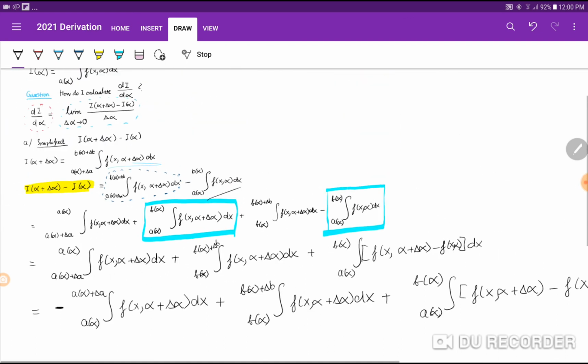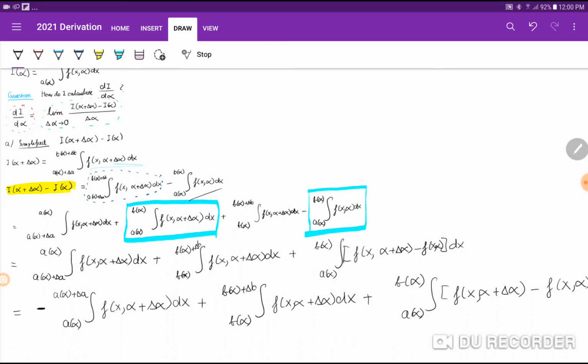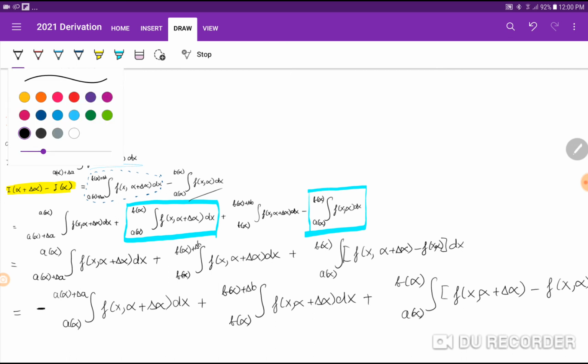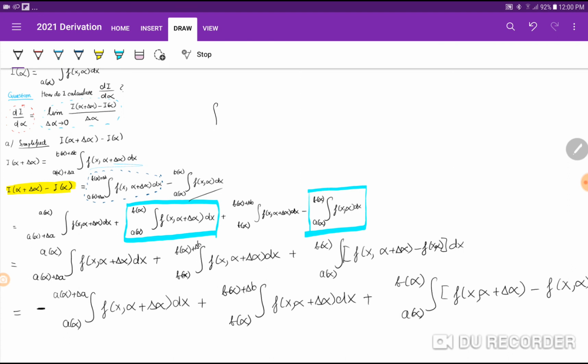So basically all we did is we split the integral. For example, if this is the integral from 0 to 4 of f(x) dx, you can do 0 to 1 of f(x) dx plus 1 to 3 of f(x) dx plus 3 to 4 of f(x) dx. Yeah, that's basically what I did.